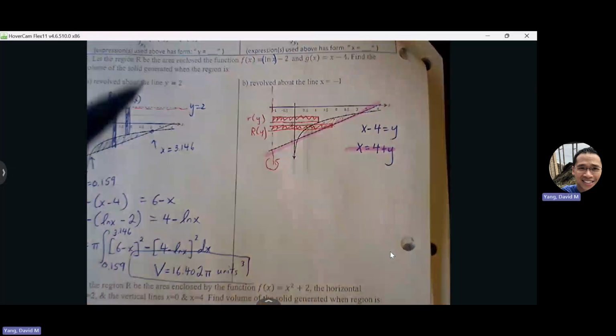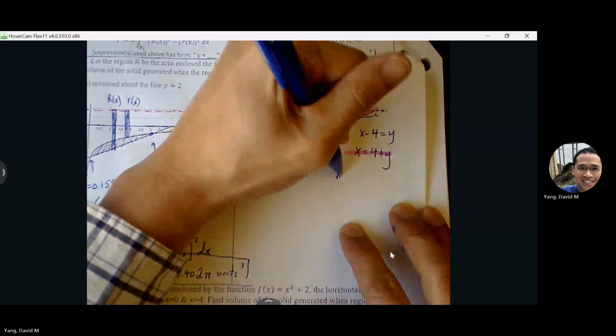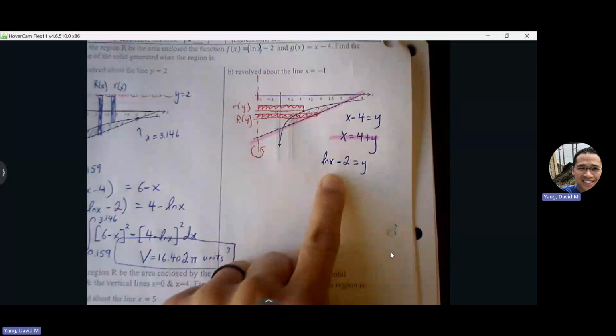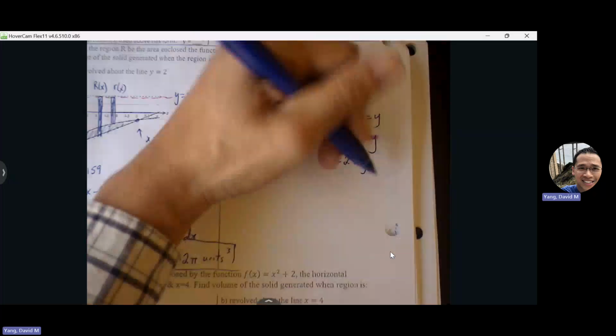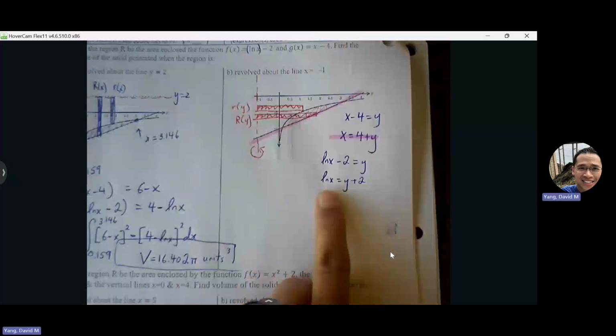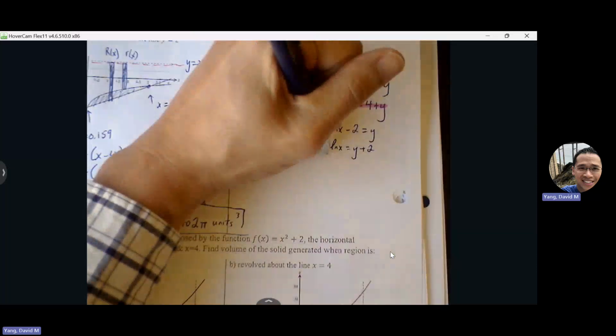And the other is y equals natural log of x minus 2. I need to solve for x. So add 2 to both sides. Okay, how can I get x by itself if I have natural log? Raise it. Yeah, raise it. e is the base.